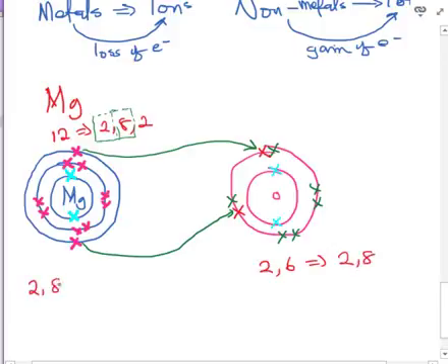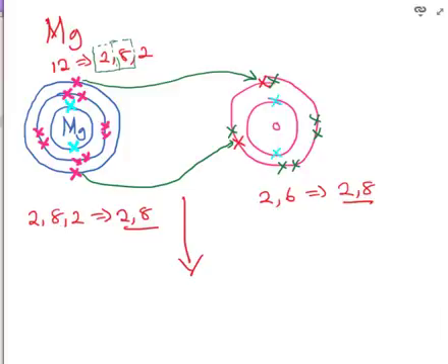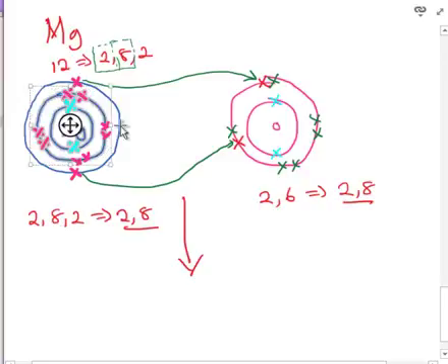Magnesium changes from 2, 8, 2 to become 2, 8. So 2, 8 for both of them. So it means they can be stable now. So at the end of the day, we'll have something like this. We have magnesium with remaining 2 shells, Mg, the first shell and the second shell, 1, 2, and let me draw it clearer. I take only this inner shell.